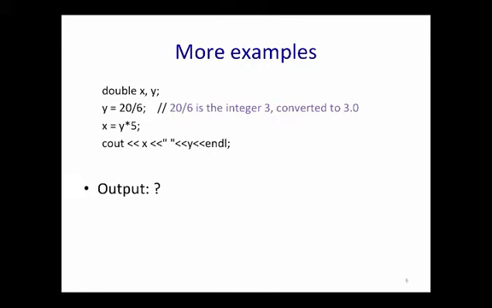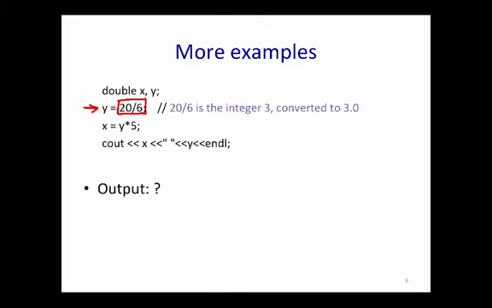Here's a couple more examples. You have x and y declared as doubles, and our first operation is to assign the result of 20 divided by 6 to y. And again, you might expect that 3.333 would be assigned to y because that would be the result if we did floating point arithmetic on 20 divided by 6. But again, remember, C++ is very myopic. It evaluates the right-hand side expression first and ignores the left-hand side.